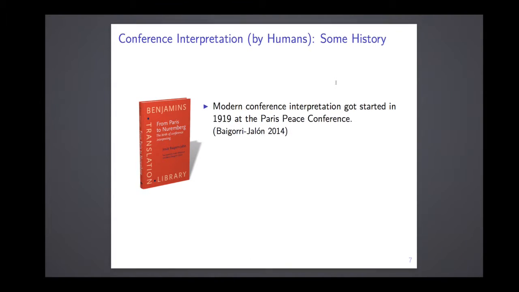There's a very good book about the history of human interpreters. It's called From Paris to Nuremberg. According to this book, and I believe this particular author, modern conference interpretation got started in the aftermath of World War I and the Paris Peace Conference. What is interesting is almost right away, there were some concerns about how to evaluate this. Is it a good interpreter or a bad interpreter? In this particular setting, there were many bilingual people who were actually able to evaluate the interpreters talking. But there was always this notion of trying to minimize the delay and the translation quality.